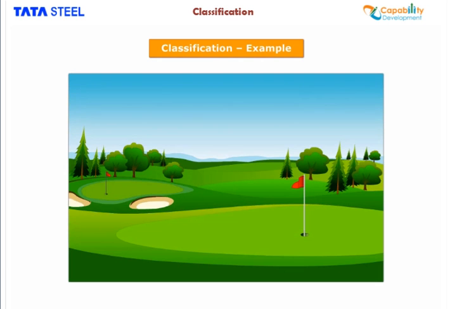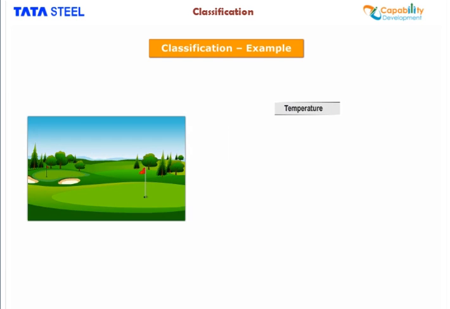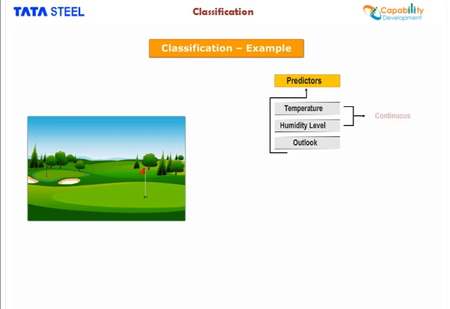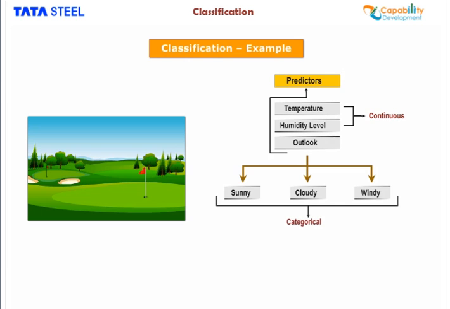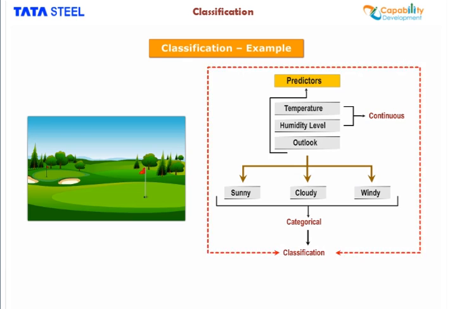Based on the past records of these conditions and preferences, and information about a day's temperature, humidity level and outlook, classification will allow us to predict if a person will prefer to play golf or not. These are called predictors. The predictors can be continuous, such as temperature and humidity, or categorical, such as sunny, cloudy, windy, etc. The outcome of classification would be to categorize the weather conditions when golf is likely to be played or not, quite simply play or not play.